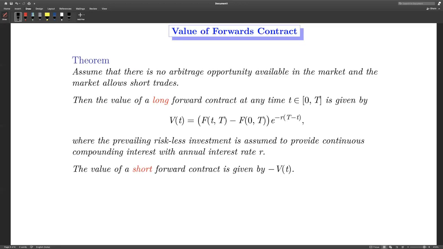Finally, we will try to establish a formula for the value of the forward contract. What is meant by the value of the forward contract? Let us first understand it. The value of the forward contract is given by this formula. What is the idea behind that? You have got into a forward contract at time t equal to 0, and its expiry date is something like this, t equal to capital T.